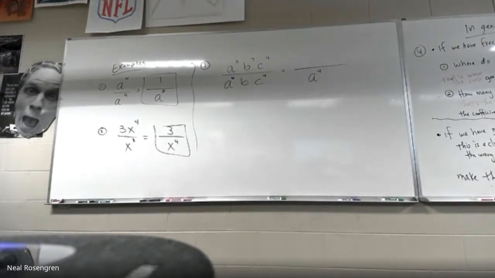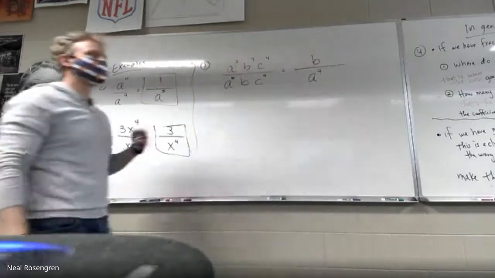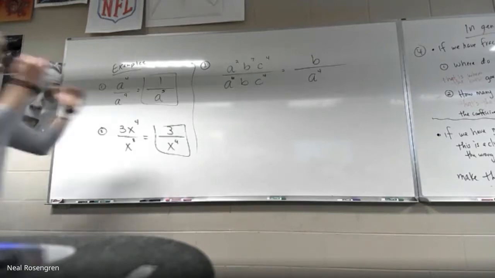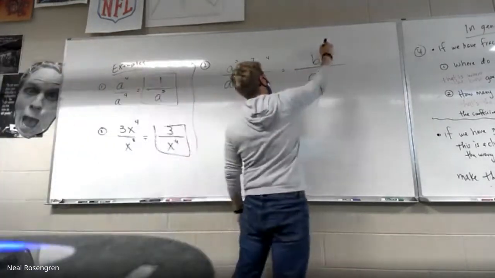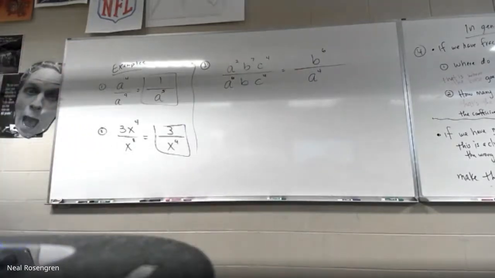Okay, B's next. Where do you have more B's? Top or bottom? Oh, okay. So we're going to have a B on top. How many more do you have? 6 of them, right? Because 7 on top and there's 1 of them on the bottom. It'll be this. Okay, and so you get in this autopilot mode. Okay, cool. I kind of get this thing now.